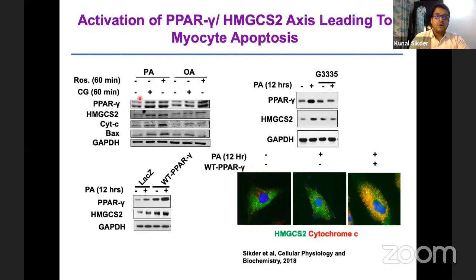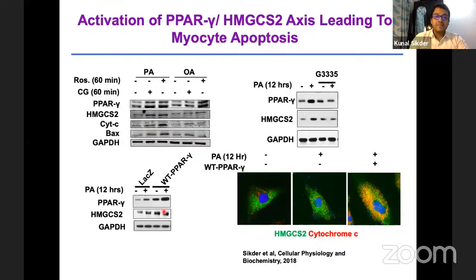All this negative means this drug is not present, and the positive means the drug is present. As we can see with the rosiglitazone, the PPAR gamma expression is definitely high, as well as the HMG-CS2, cytochrome C, and BAX. And almost the same thing is happening for cathepsin G. So the cathepsin G mediated damage is the same kind of damage done by PPAR gamma overexpression also.